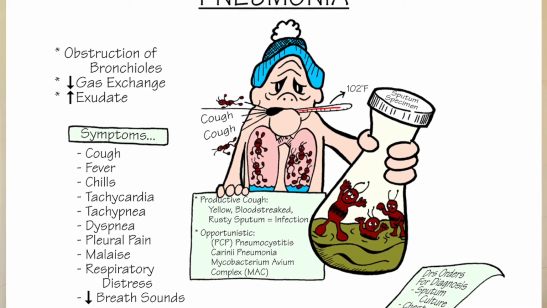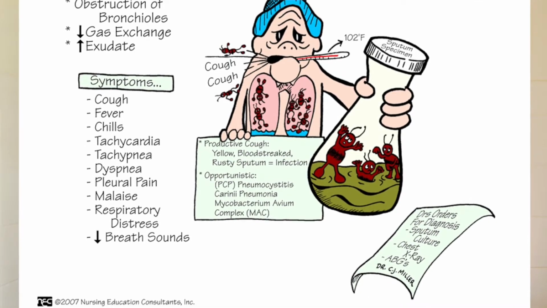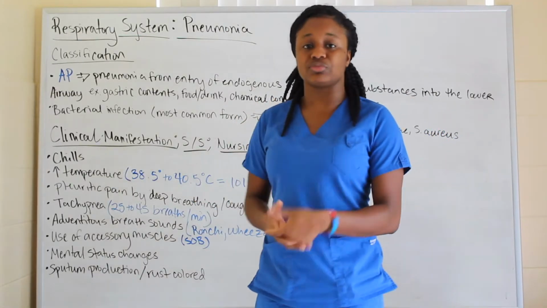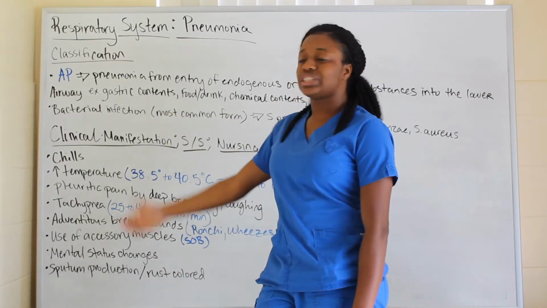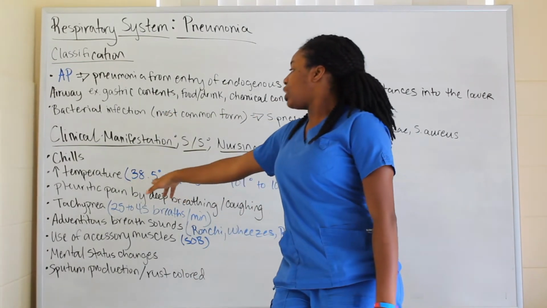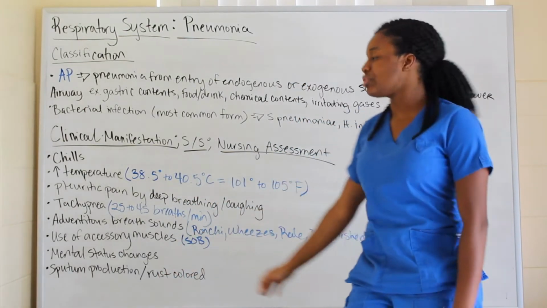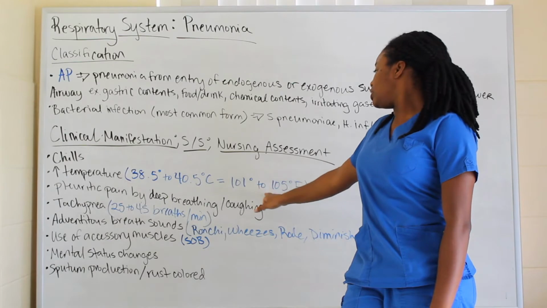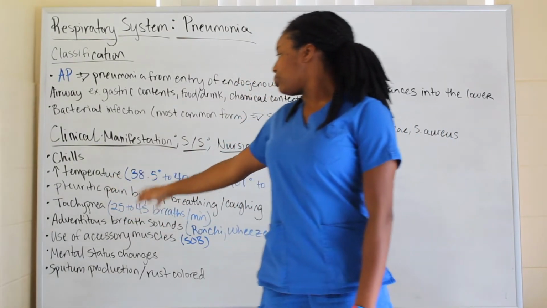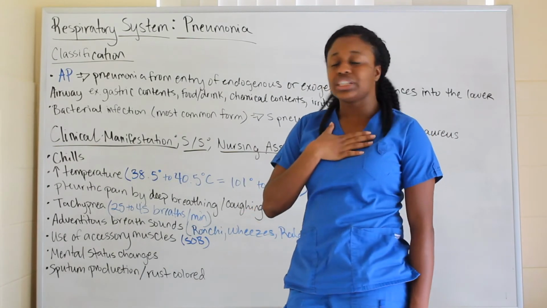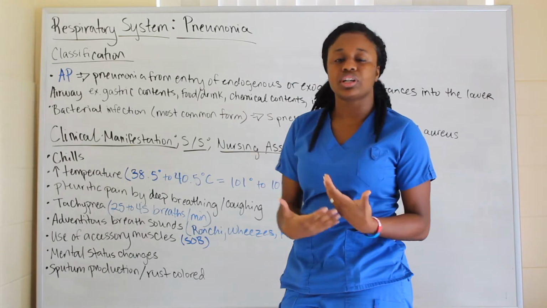Finally, our clinical manifestations, also known as signs and symptoms, also known as our nursing assessment. What are we going to assess as a nurse? What are we going to see for the patient with pneumonia? They may have chills and increased temperature, meaning from 35.5 to 40.5 Celsius, which is 101 to 105 degrees Fahrenheit. You'll also have pleuritic pain, chest pains that you're going to have because of deep breathing or coughing.